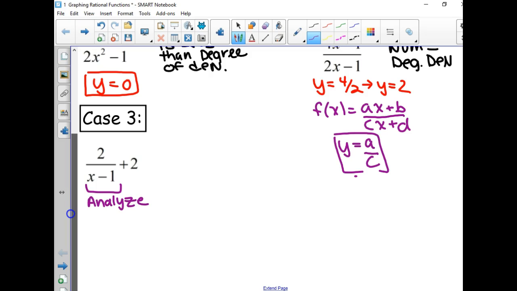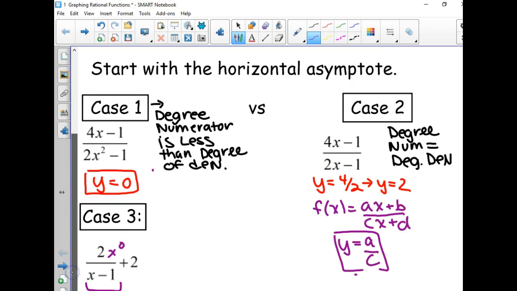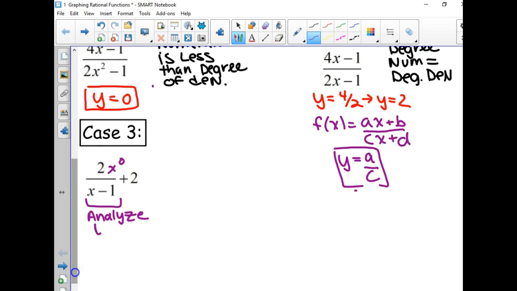Very, very good, Stuart. Okay, so what is the degree of this numerator? 0. Yeah, it's 0 because there's no exponent, right? You could write it as x to the 0 because x to the 0 is the same thing as what? 1. And 0 is less than the degree here of 1. And when your degree of your numerator is less than your degree of your denominator, it's always y is equal to 0. And then we just have to add 2 to it. So my horizontal asymptote is that y is equal to 2.